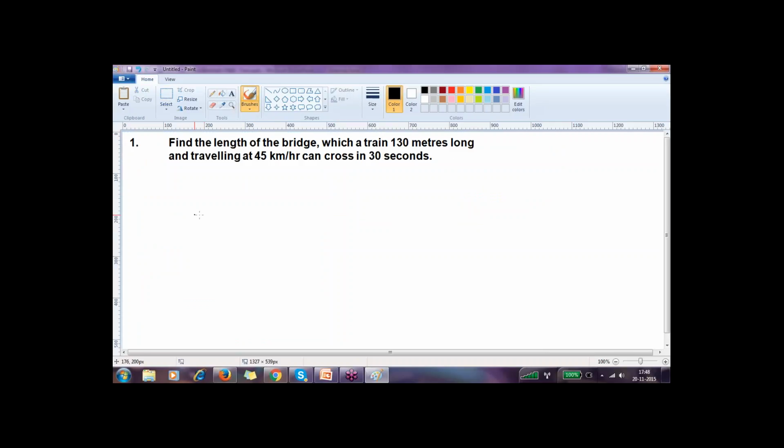Okay, now let's do this. Let me change the color so it will be more clear. Now let the length of the bridge be equal to L meters.